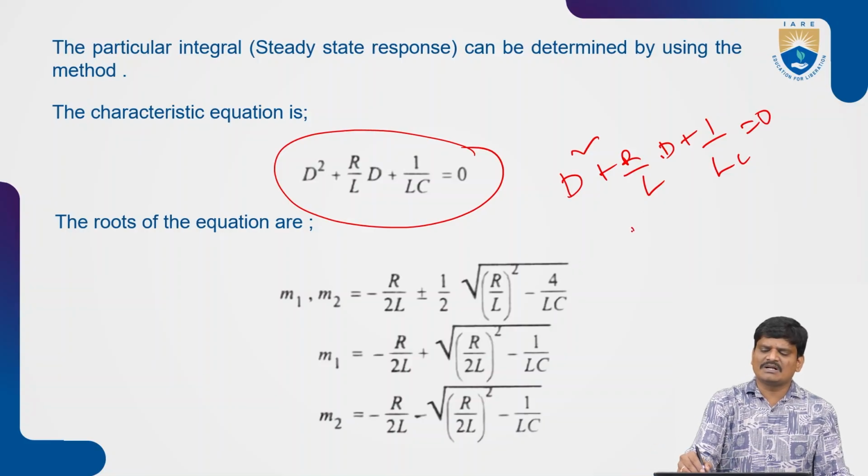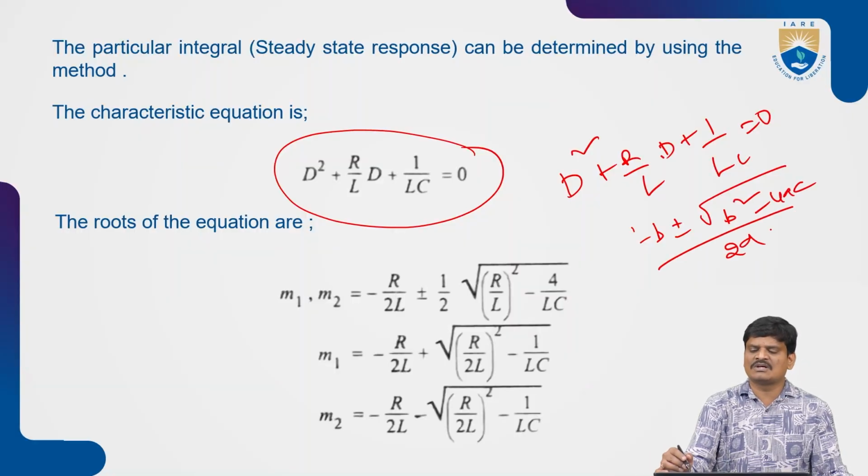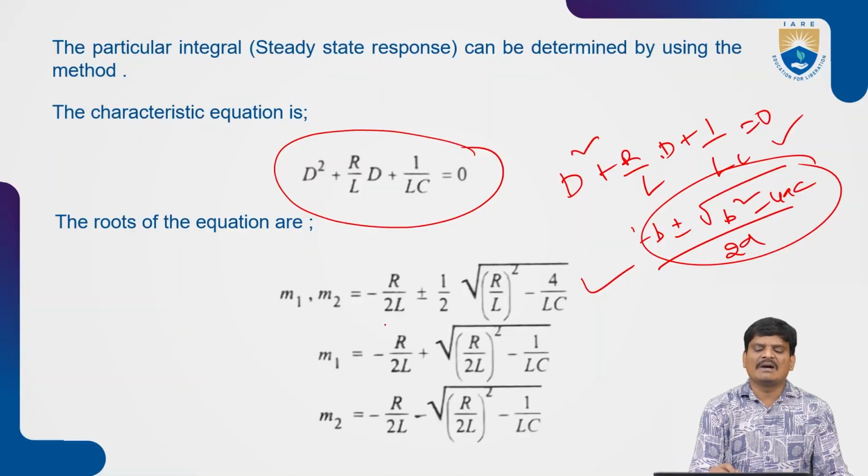So by using this particular formula, that is minus b plus or minus under root of b square minus 4ac by 2a, I will try to find the roots of the above quadratic equation or characteristic equation, and these are the roots that are obtained. So what are the roots obtained here? M1 and M2. Let me say that M1 and M2 are the roots of the above characteristic equation. The roots are obtained as minus R by 2L plus or minus 1 by 2 under root of (R by L) whole square minus 4 by LC. If I want to make it as positive and negative roots, M1 can be considered with the positive sign in the middle and M2 can be considered as the negative root.